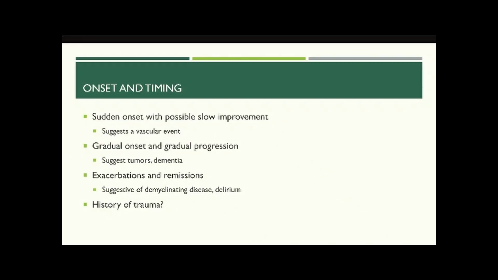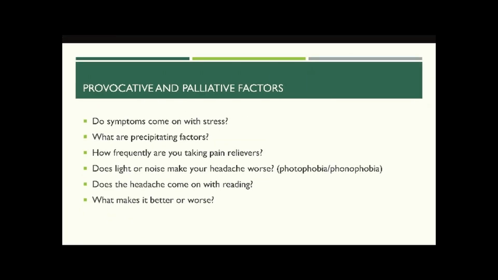If it exacerbates and remits, what are their symptoms like? Does it come and go? Think of demyelinating diseases. Multiple sclerosis will have relapses and remissions whenever a new plaque forms. Episodes of delirium: they'll be fine for a while, and then they go delirious again, and they come back and forth. That's an exacerbation and a remittance. And any history of trauma, like hitting the head, a car accident, stuff like that. Always find out those answers.